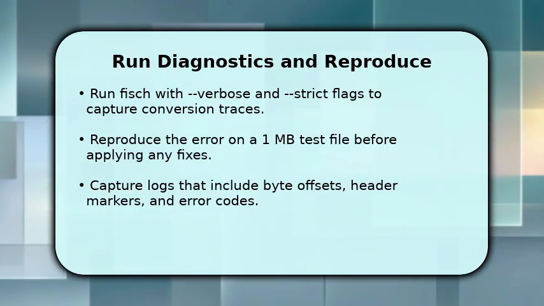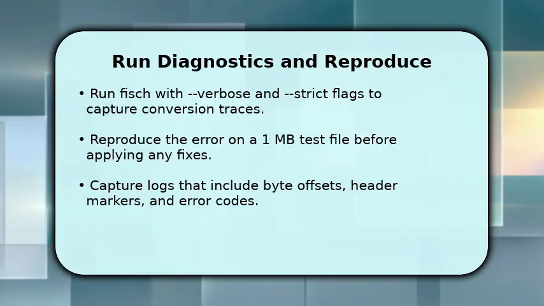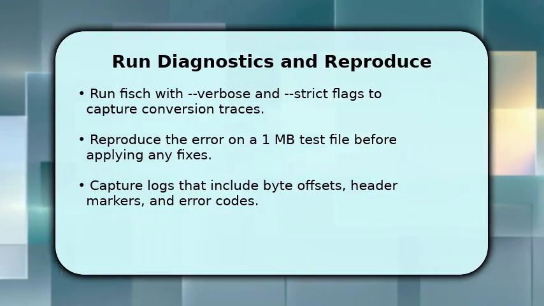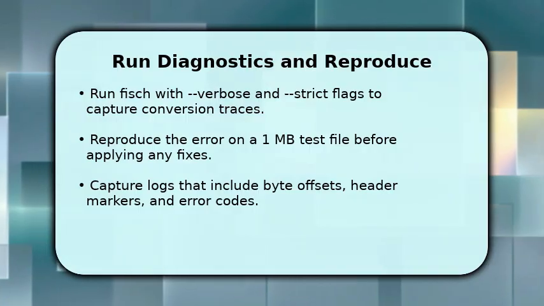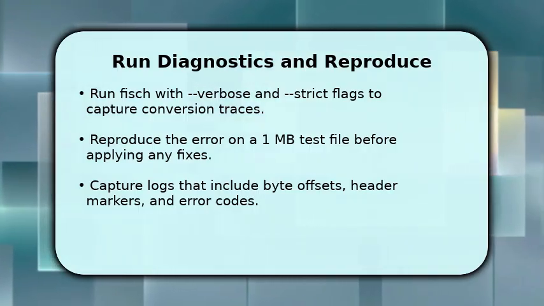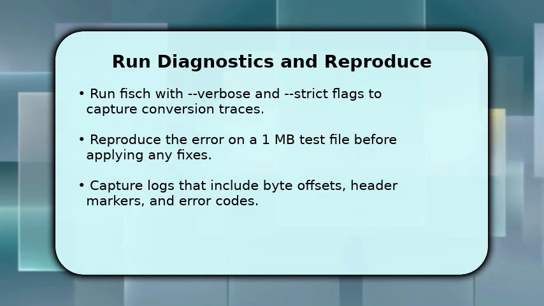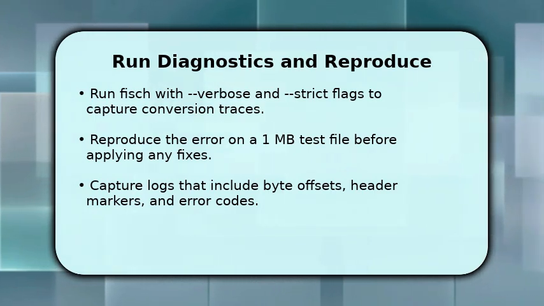Use a hex dump to compare expected versus actual header values at each offset. Save the trace output to a named file for review and cross-reference it with schema expectations. Note any consistent offset or pattern in the logged errors.